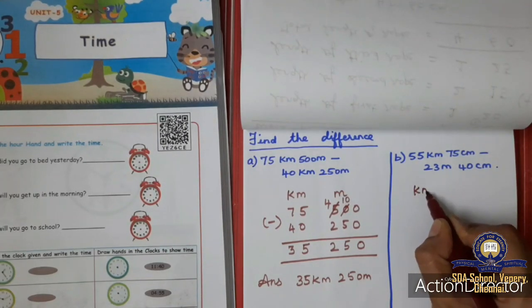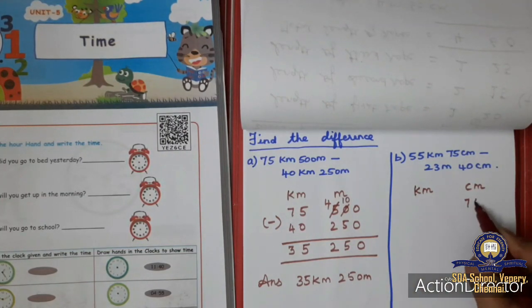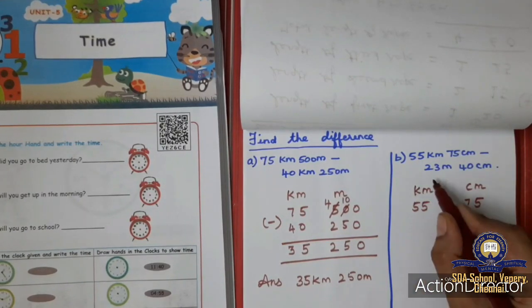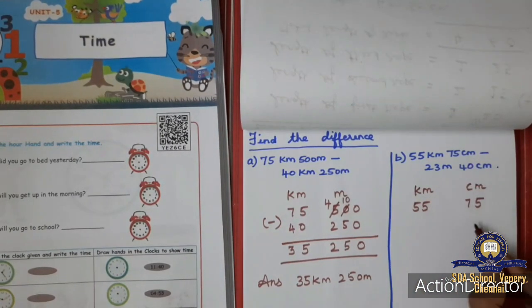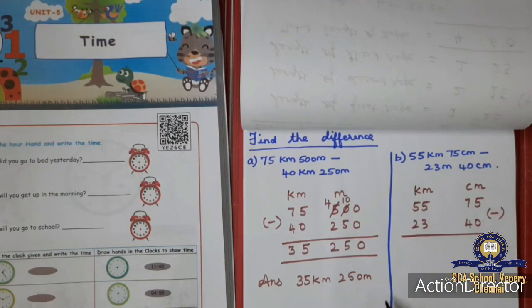Same thing, we are going to write the units, kilometer, centimeter. Okay, so first one is 75, 55. This one is 23 meter, 40 centimeter. First 40, then 23. Okay, so we are going to subtract. 5 minus 0, 5. 7 minus 4, it is 3. 5 minus 3, 2. 5 minus 2, 3. Simple addition, subtraction. Okay, 32 kilometer, 35 centimeter.